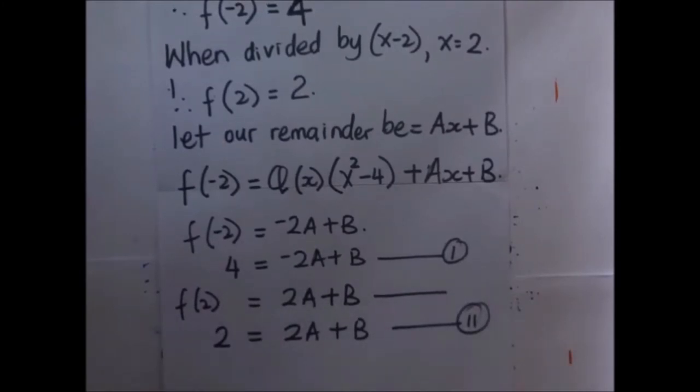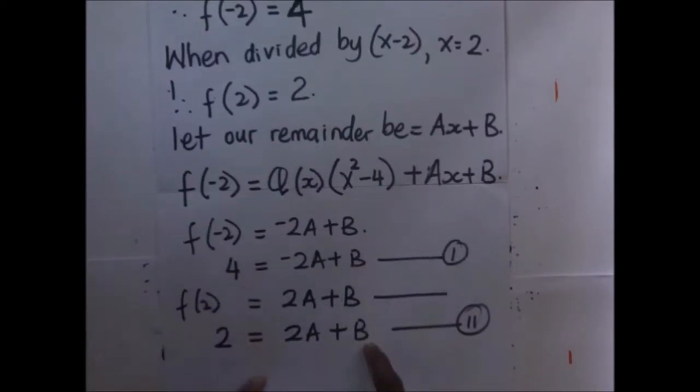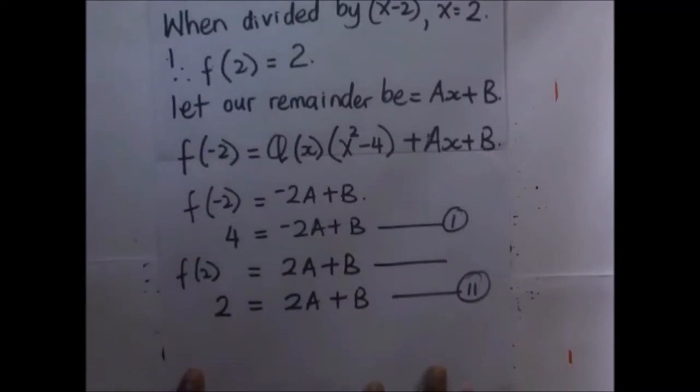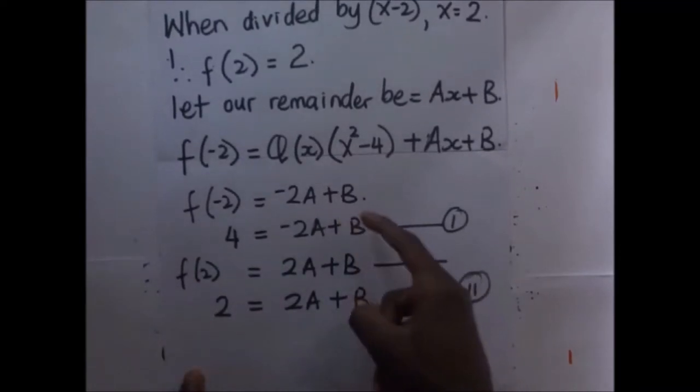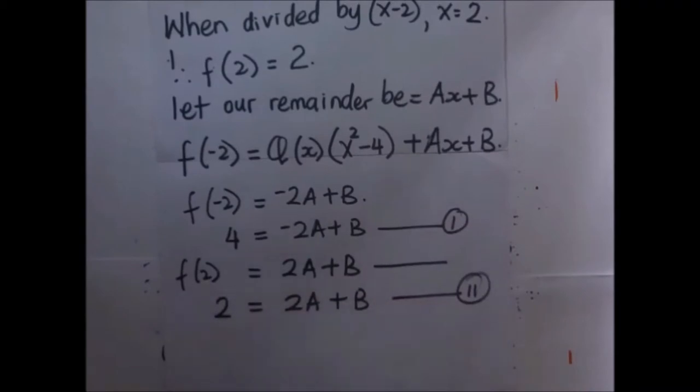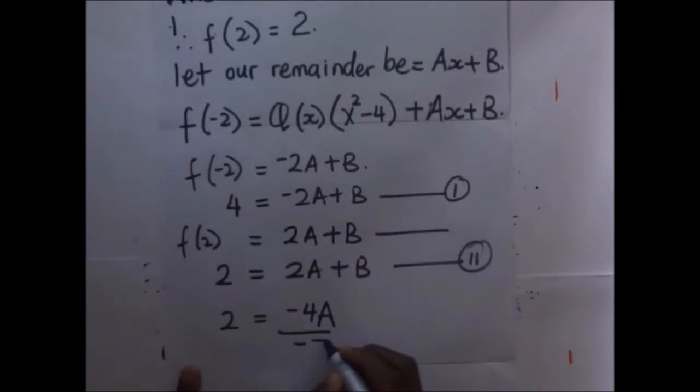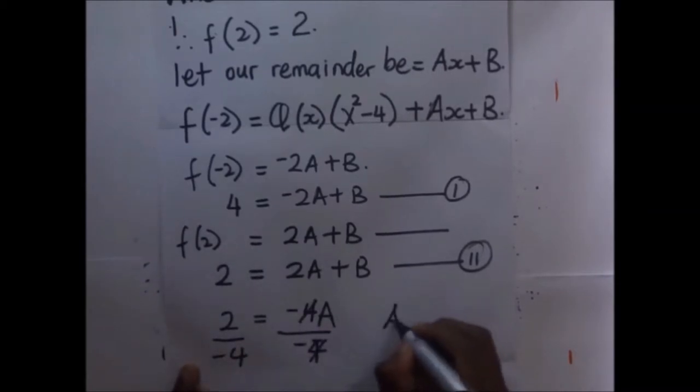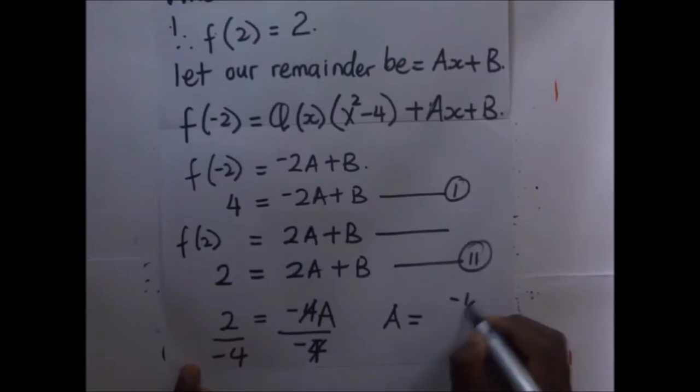After getting our equation 2, for us to get the values of a and b, we solve these two equations simultaneously. So how do we solve these two? We simply eliminate b. Subtract this minus that. So 4 minus 2 is 2, which is going to give us negative 2a minus 2a, which is negative 4a. And then b minus b is 0. So we've eliminated b. We divide both sides by negative 4, and our value of a here is going to be negative a half.